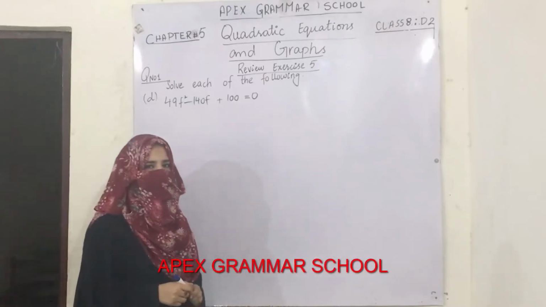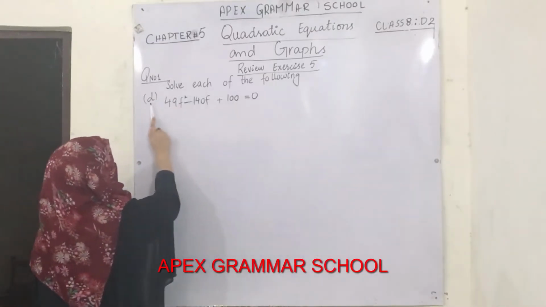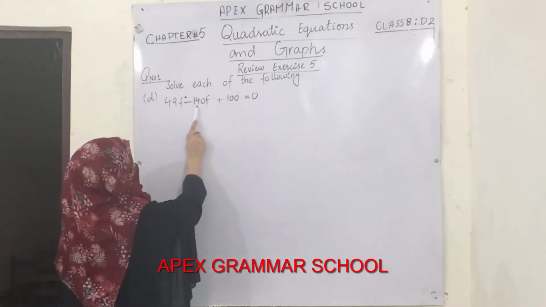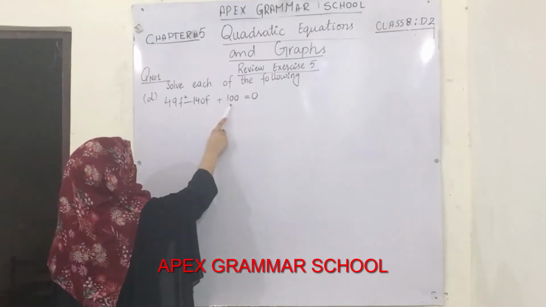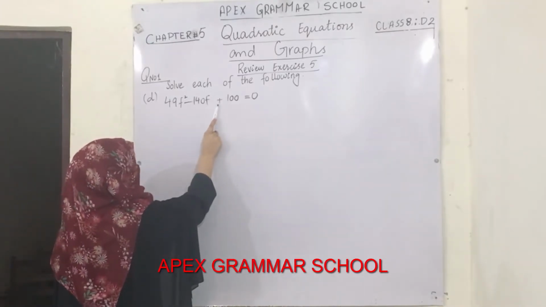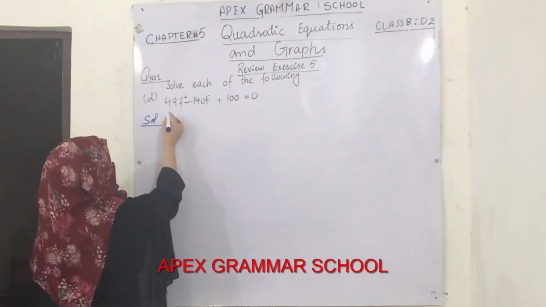Review exercise 5. Question number 1. Solve each of the following. D part: 49f² − 140f + 100 = 0. As my first and last terms are both perfect squares, and my last term has a plus sign, I can go towards completing the square.